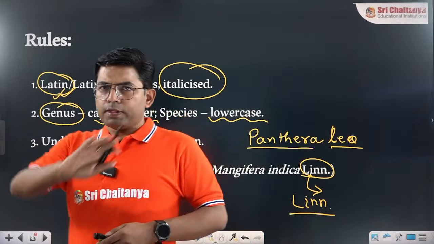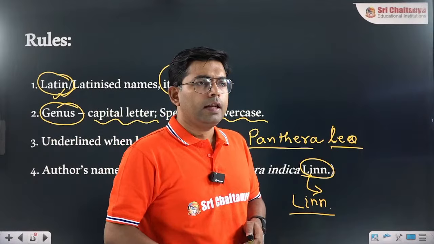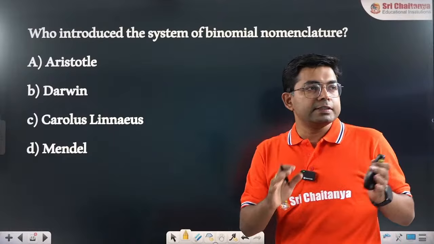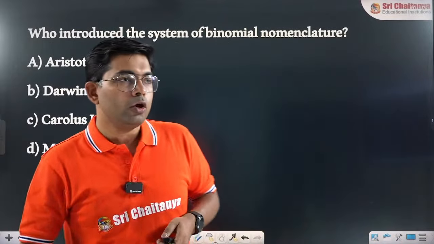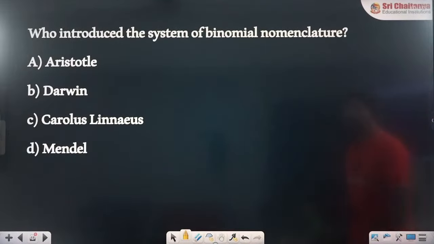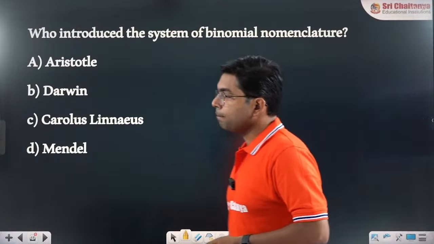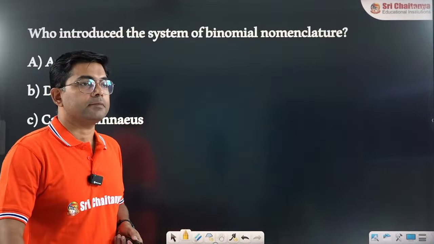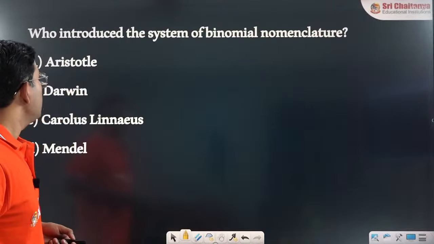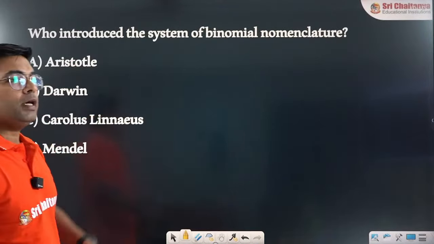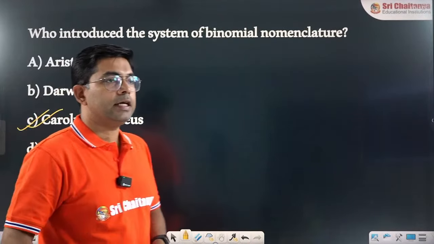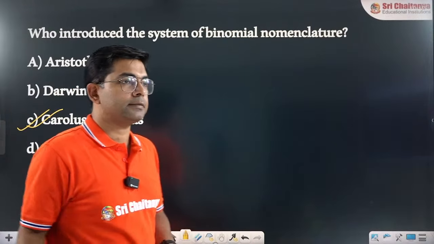So now, till now, we have learned a few things. Now, let's have a small quiz time. All of you who are participating, let's answer this question. Who introduced the system of binomial nomenclature? All of you answer quickly. A, B, C, D. What is the answer? Quickly answer. We have just seen it. So the system of binomial nomenclature was given by Carolus Linnaeus.